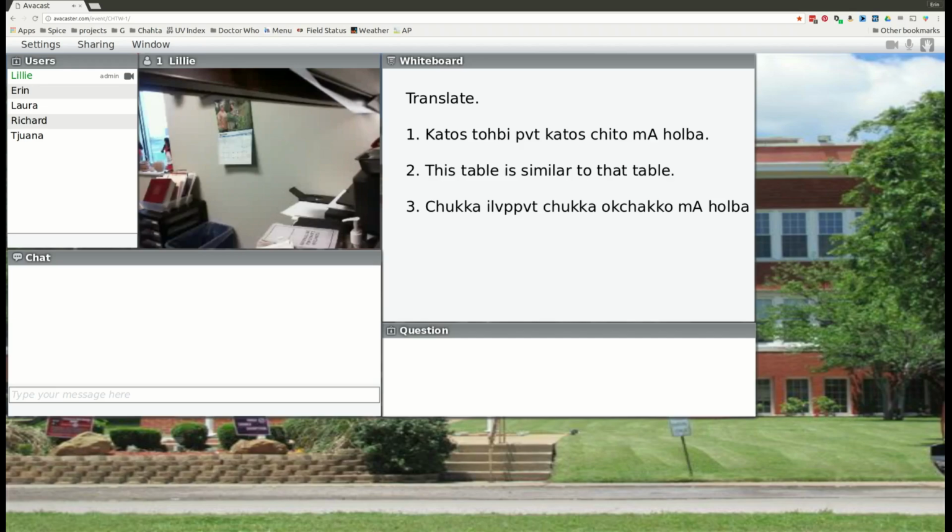Katostohbevat. I'm going to see if I can change that. Let me go back up here. There, I can put it back down on there. So your translation for this one would be, this white cat resembles that big cat, or this white cat is similar to that big cat. Hulba does not mean the same.